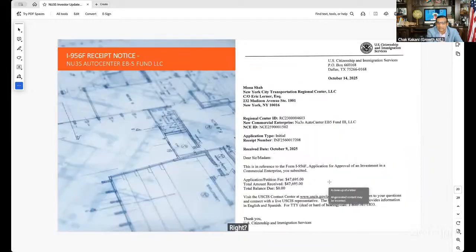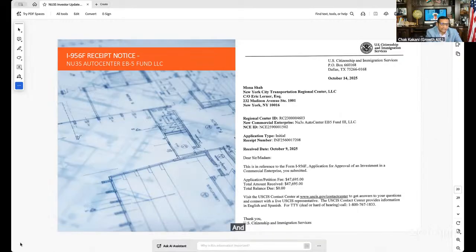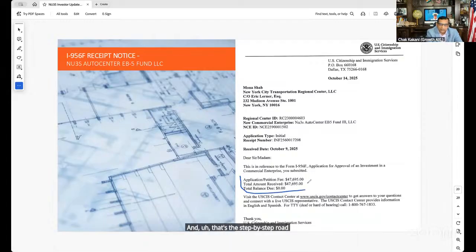Next one. That's our I-956 filing receipt. It was filed on October 9, 2025. And again, it's real jobs, real revenue, real residency. And that's the step-by-step roadmap under the RIA, the Reform and Integrity Act, that we gave. And yeah, that's the receipt notice.